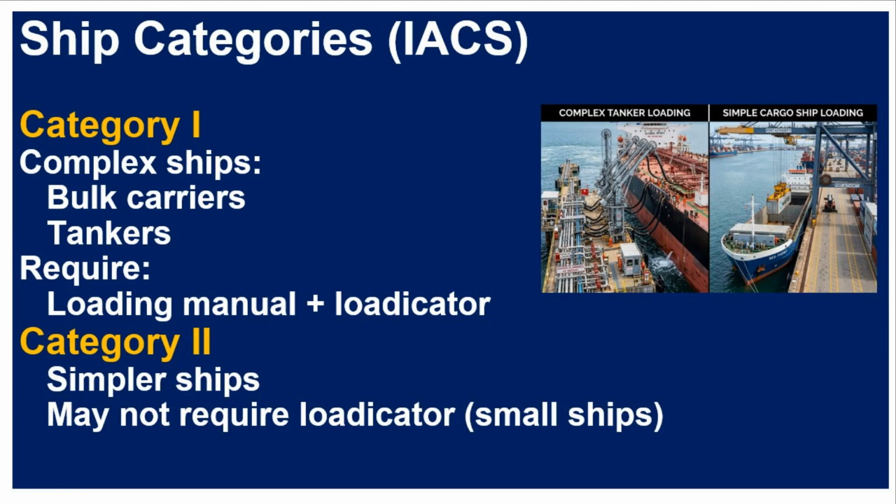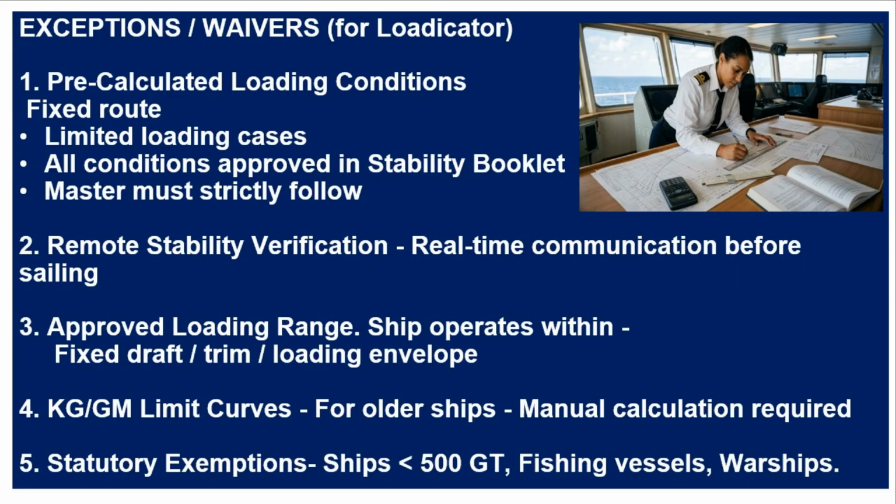IACS categorizes ships into Category 1, which require detailed monitoring, and Category 2, which have simpler loading arrangements. If a Loadicator is not available, alternatives like: 1. Pre-calculated loading conditions, fixed route, limited loading cases, all conditions approved in the stability booklet. Master must strictly follow. 2. Remote stability verification, real-time communication before sailing.